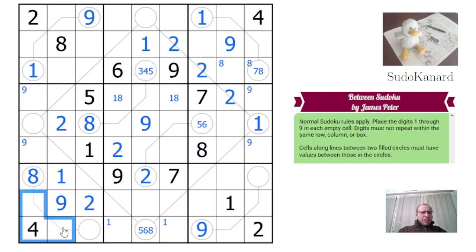Now, what are the options here? The remaining digits are, well, let's just say 3, 5, 6, 7. But 7 is not here. 7 can't be here. Well, the maximum values here are 6 and 7, so this is at most 5. But 5 is not available, so that's a 3. And this is finally a 6. Up there we get a 4 and a 7.